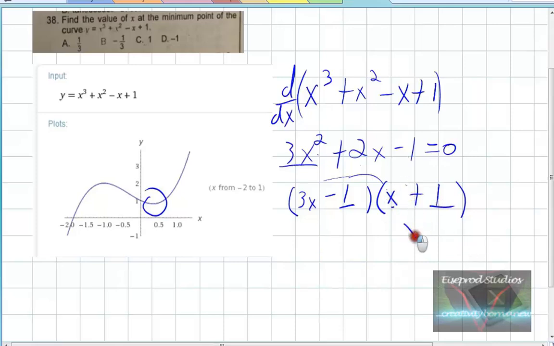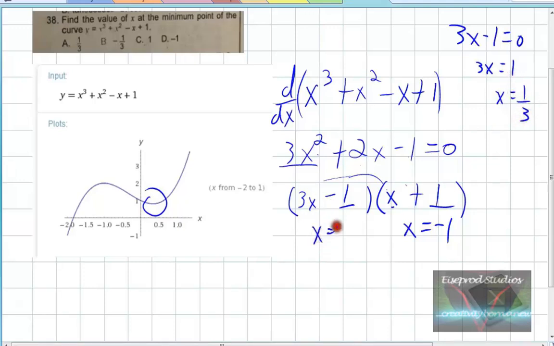So here, x is very easily, you can tell it's going to be negative 1. Over here, we can do some scratch work on the side. So 3x minus 1 equal to 0. 3x is equal to 1, and then x is equal to 1/3. So now we have these two possibilities.